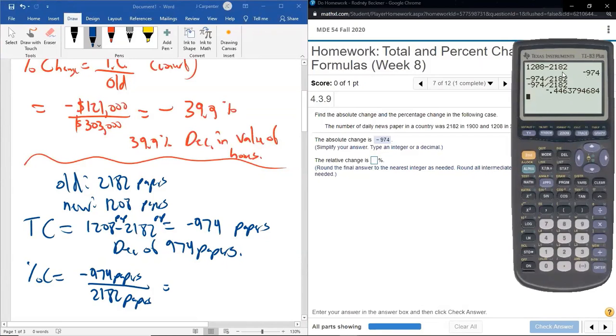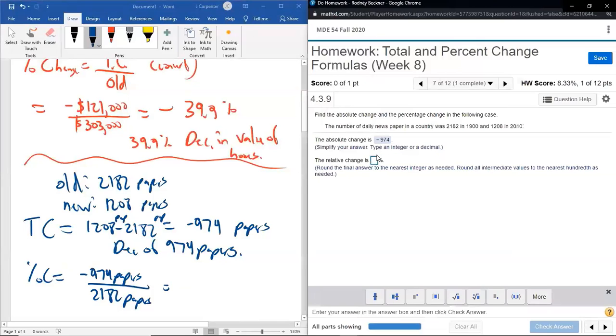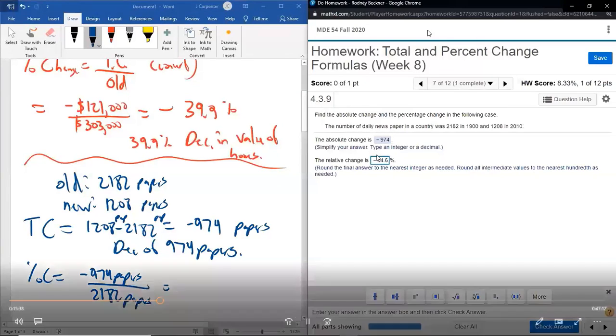So there's the answer as a decimal, negative 0.44 and so on. If you round this to negative 0.4, this is going to be wrong because this is a decimal, not a percent. Move the decimal right twice or multiply by 100, however you like. And there's the answer as a percent. We're going to cut it off at the tenths, so negative 44.6%.